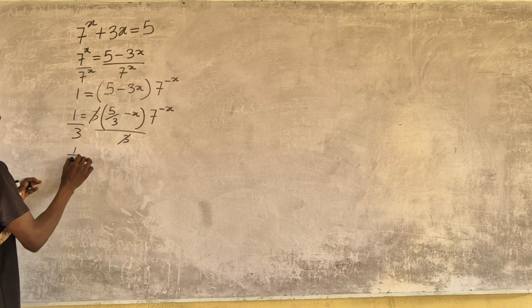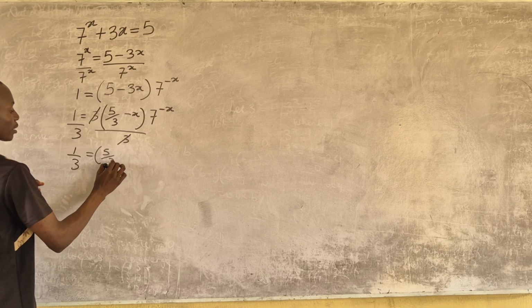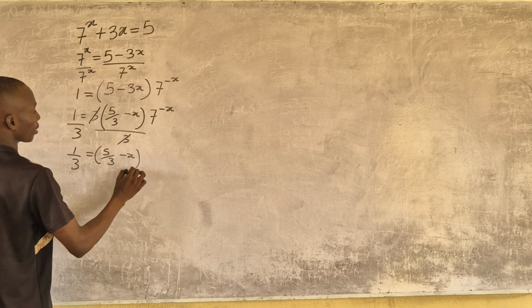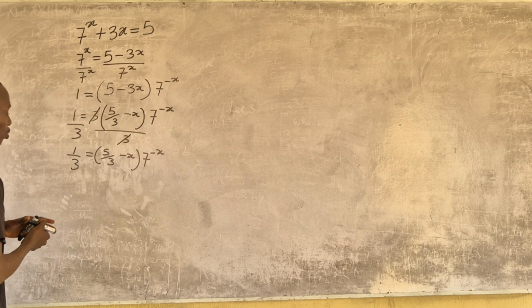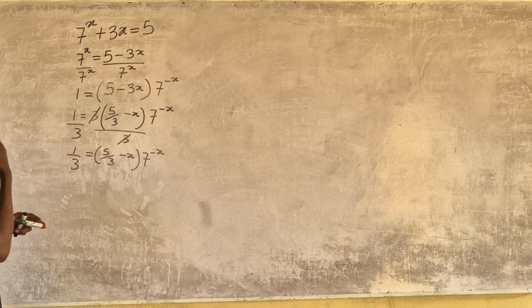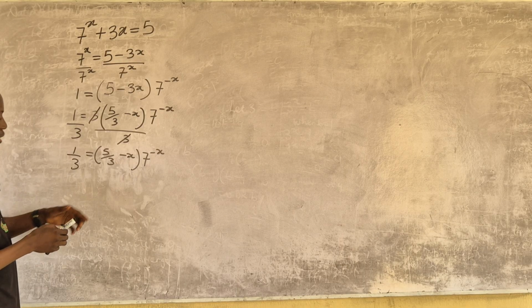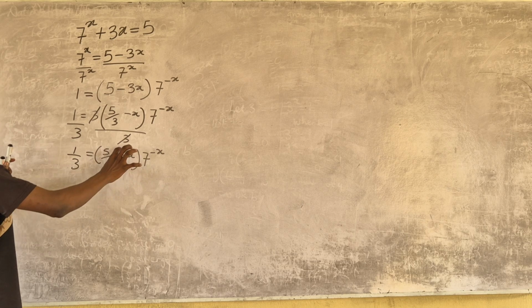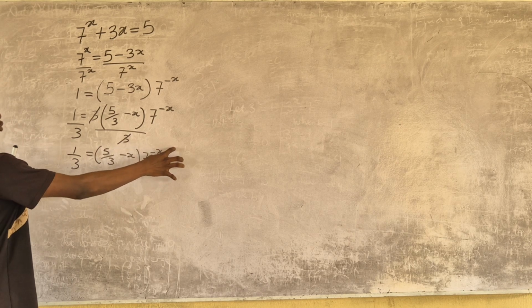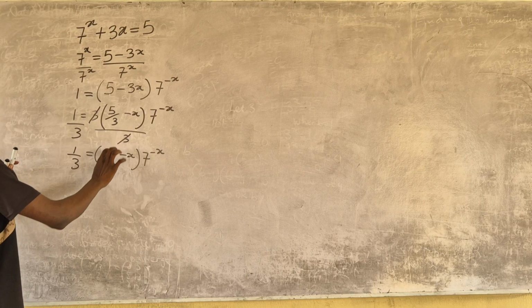We see that 1 divided by 3 equals 5 divided by 3 minus x, then multiply by 7 to the power of minus x. Wow, this is pocket genius, right? Now, at this point, look at what you're going to do. Now, we have minus x here, and we have 5 over 3 here. So, we want this to become the exponent here. So, what we have to do is to multiply both sides by 7 to the power of 5 over 3.